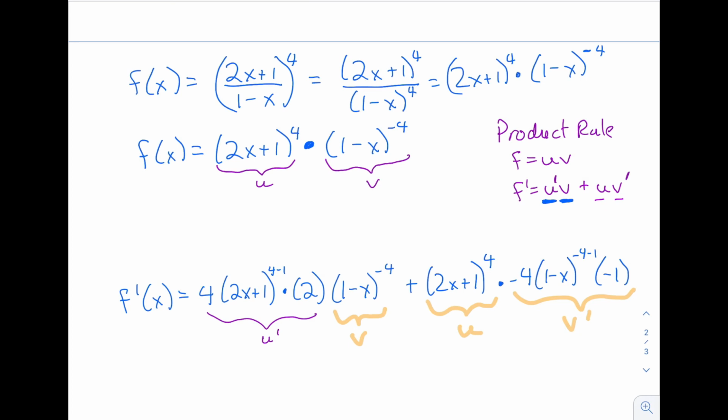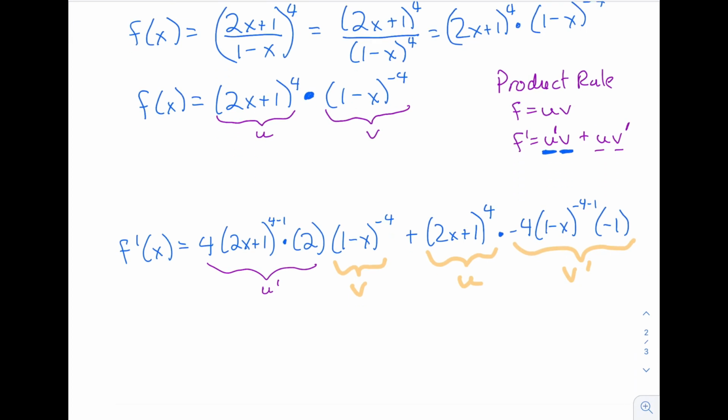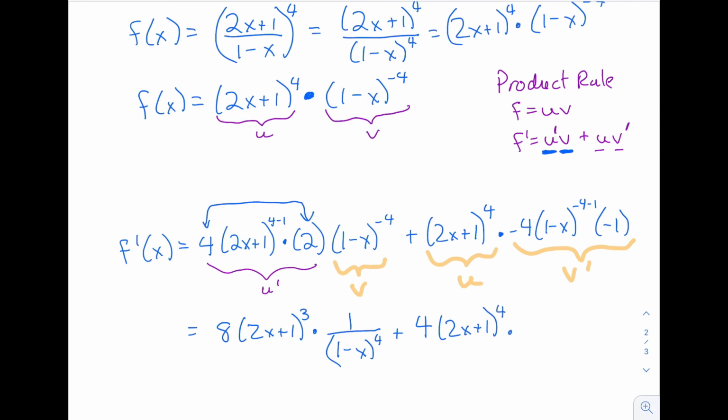Let's rewrite this a little bit, simplifying a bit here. So I can take my 4 and my 2, multiply, I'll get 8. 2x plus 1 cubed. This will be 1 over 1 minus x to the 4th power. And here, I can look at my constants. I'll have the negative 4 and the negative 1. That's going to give me a positive 4. 2x plus 1 to the 4th power. And this will be 1 over, so the negative 4 minus 1, negative 5. I'm going to put that down in the denominator.